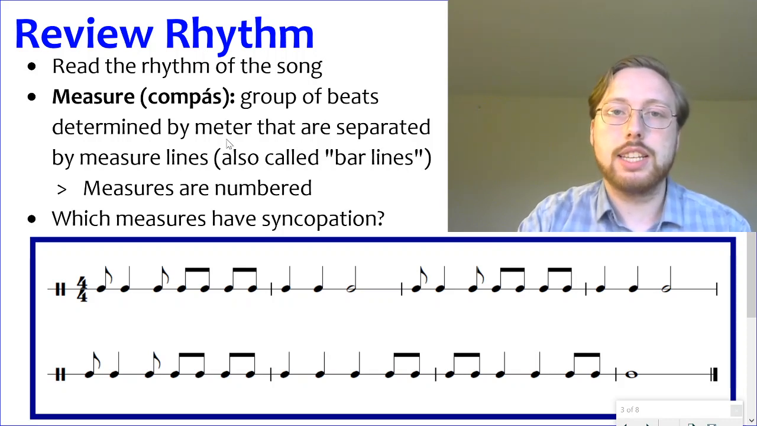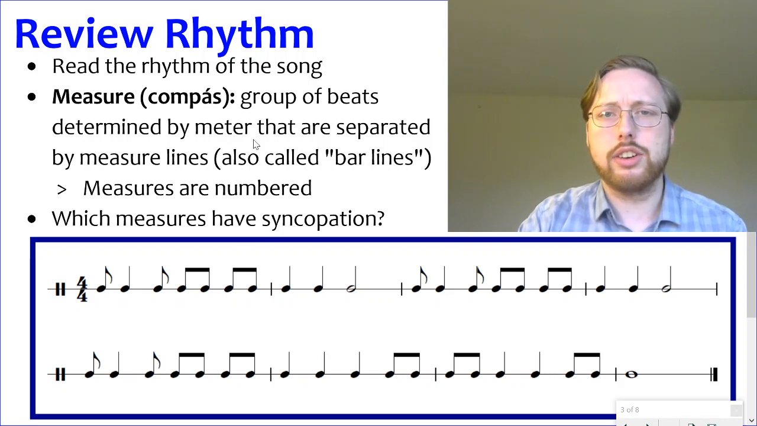And a measure, as we said last week, is a group of beats determined by meter that are just separated by measure lines, also called bar lines. So we've got a bar line here, a bar line here. And that meter, we can tell by these numbers here, 4, 4, tells us the meter. So it tells us there are 4 beats in each measure. So we can count, so we know how many beats in each.